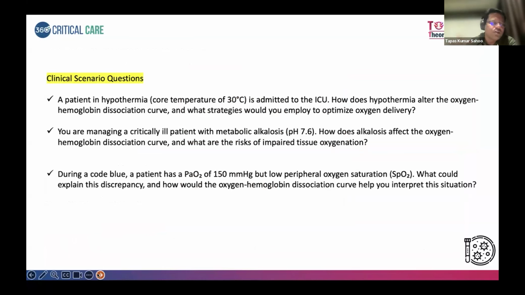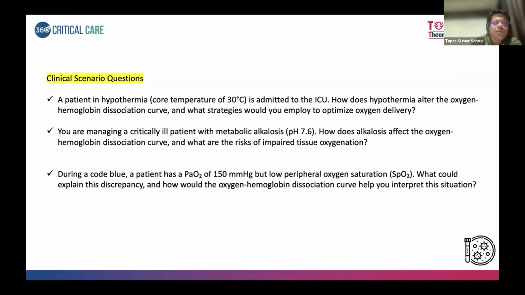Now, I am sharing with you three clinical scenario questions. I am not expecting answers from you, but a question can come this way, rather than writing oxygen hemoglobin dissociation curve for 10 marks. They would be expecting a question in a clinical format. A patient in hypothermia, core temperature of 30 degrees centigrade, is admitted to the ICU. How does hypothermia alter the oxygen hemoglobin dissociation curve, and what strategies would you employ to optimize oxygen delivery? This can be question format number one.